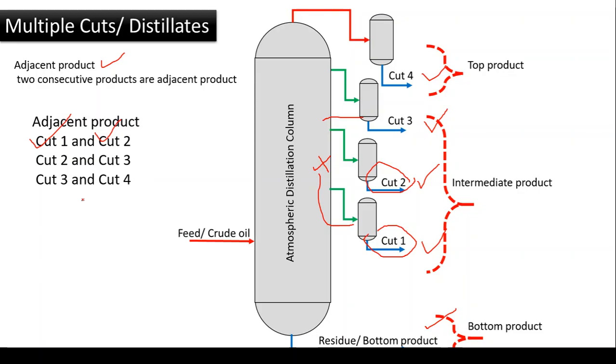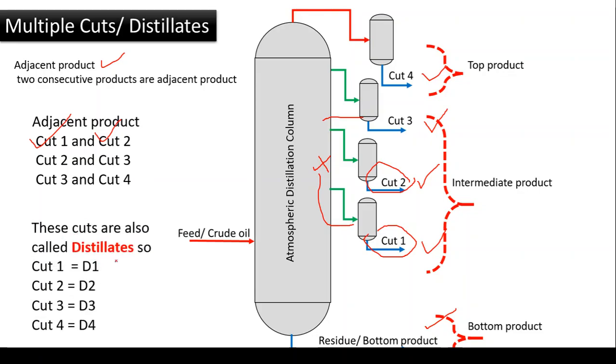The next important terminology is the concept of distillates. All these intermediate products and the top product are considered distillates, that is, the desired products from the atmospheric distillation column. So sometimes these cuts are also designated as distillates. For example, cut 1 can be D1, cut 2 can be D2, cut 3 can be D3, and cut 4 can be D4, meaning distillate 1, distillate 2, distillate 3 and distillate 4, and so on. Sometimes you will find that the nomenclature is not given cut-wise, but in the form of distillates, D1 and D2.